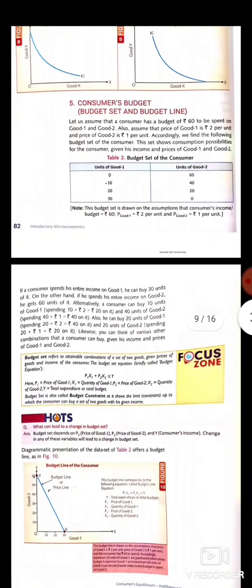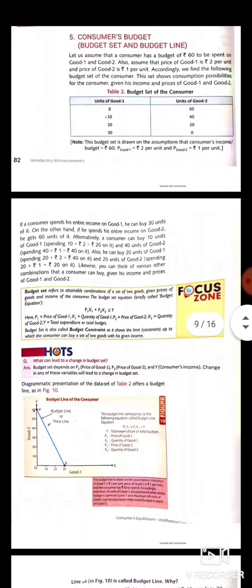And what is budget line? Budget line is a graphical representation of all possible combinations of two goods which can be purchased with given income and prices, such that the cost of each of these combinations is equal to the money income of the consumer. Means when the budget set is presented on graph paper, we will call it a budget line.